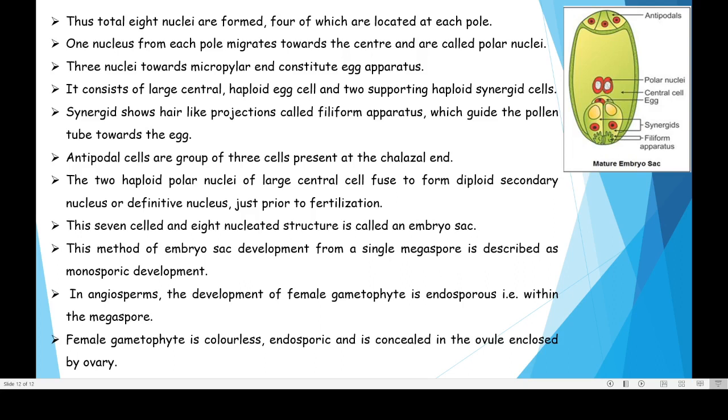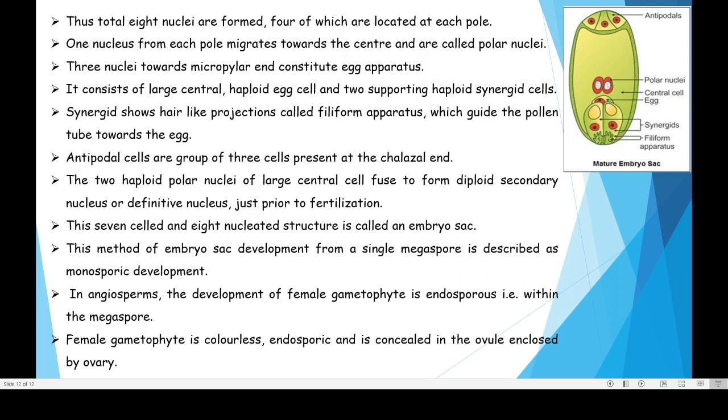This complete structure is known as the female gametophyte. It is 8-nucleated because 8 nuclei are present, and a 7-celled structure because in the later stages only 7 cells are present. So it is an 8-nucleated, 7-celled structure, and now it is known as the embryo sac, completely known as the mature embryo sac. So this was the development of the female gametophyte.